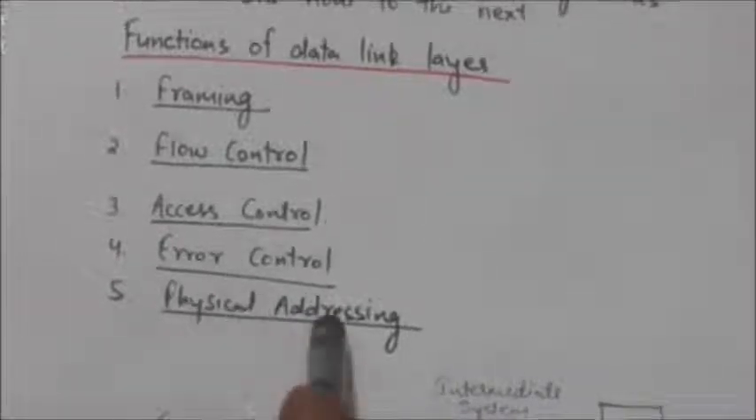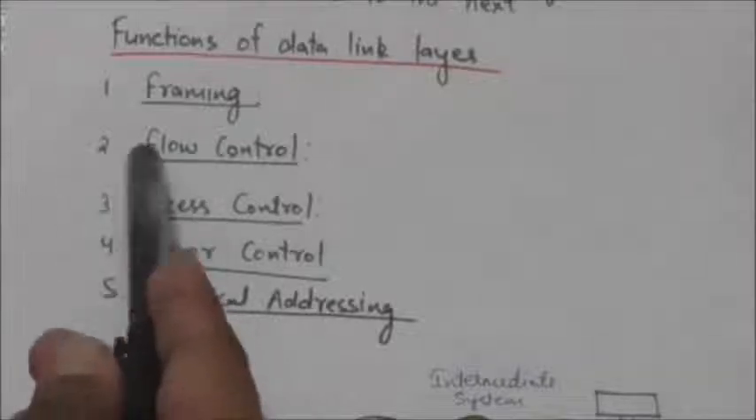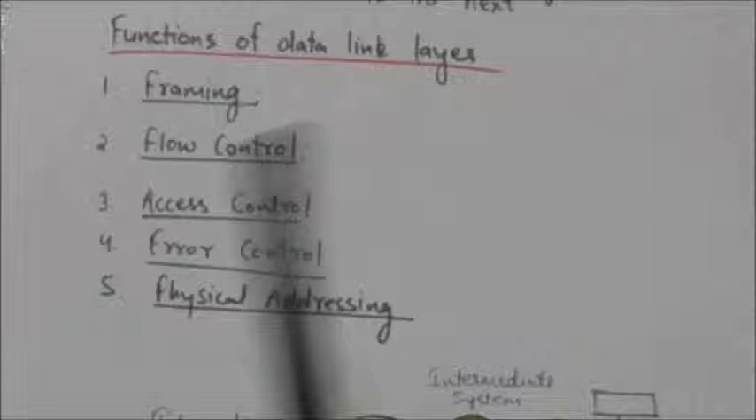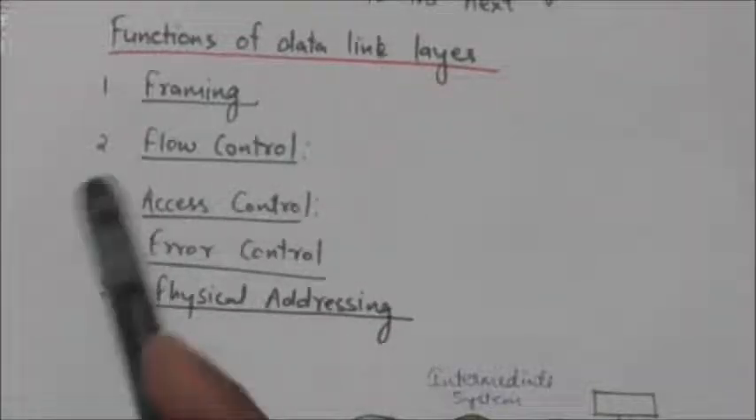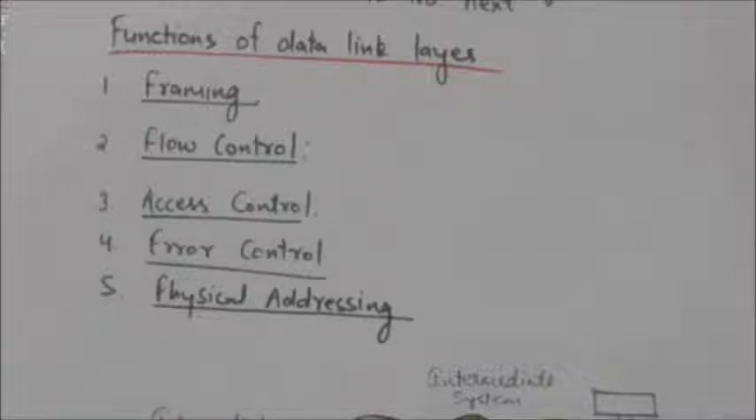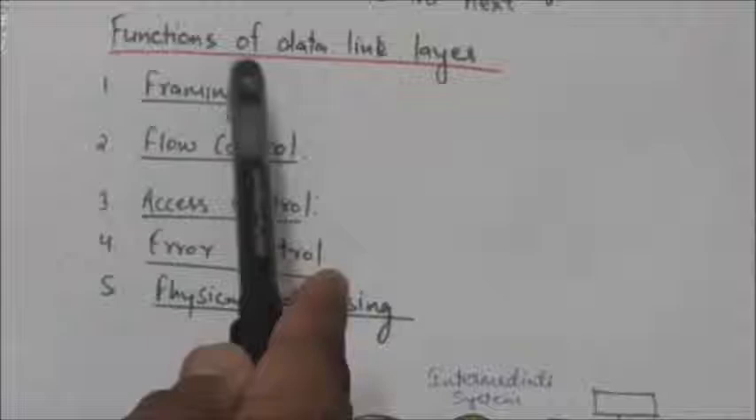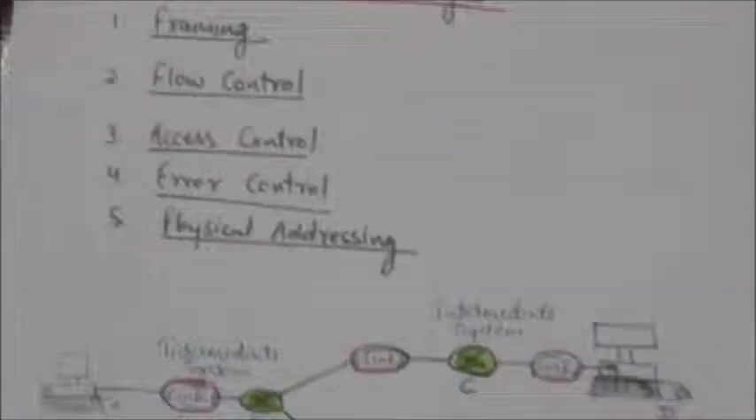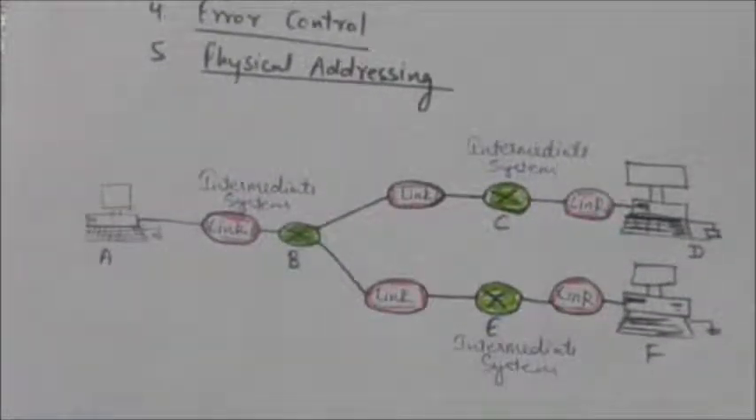How this physical addressing is done, we will study in a separate tutorial later, right? We will study in detail how framing, flow control, error control and access control are done by the data link layer, but not now. In this tutorial I have given you only the introduction to the functionality of the data link layer, right? We will study these things in detail in a separate tutorial. Now let us see an example.